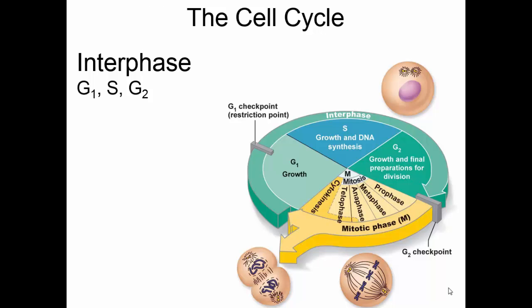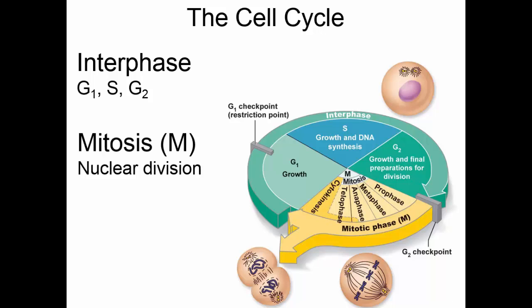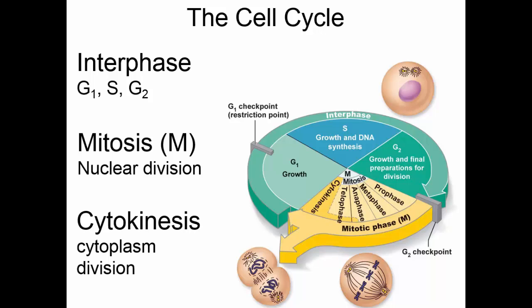The cell cycle is basically the life cycle of the cell. Most of the time, the cell is in interphase, and interphase is divided into three components, G1, S, and G2. Mitosis is a small piece of the cell cycle. Mitosis is when nuclear division occurs. And right at the end of mitosis, we have the division of the cytoplasm. This is known as cytokinesis.